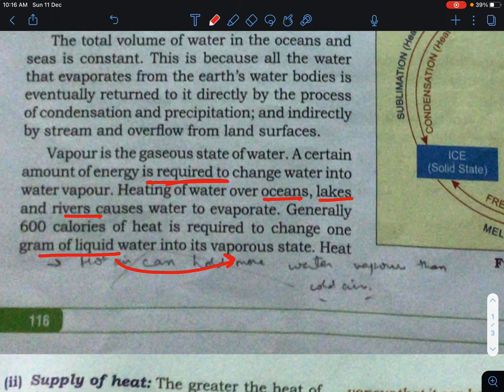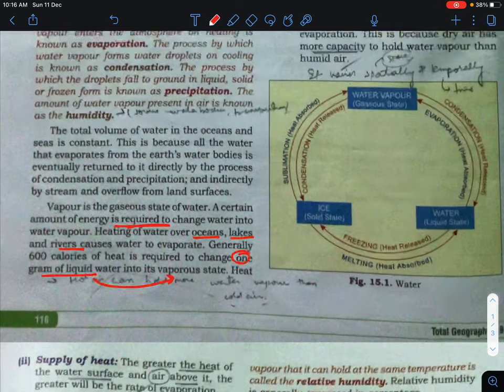then we are going to change the state of phase. We are going to change the liquid water into vapor water. How much? Only 1 gram. Okay.